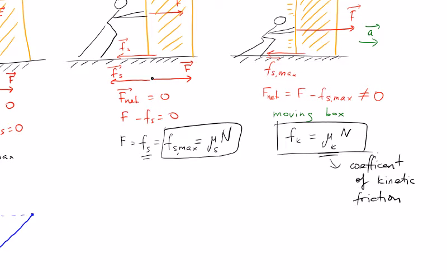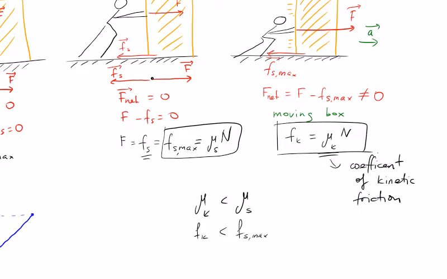Generally, the coefficient of kinetic friction is less than the coefficient of static friction, which means that the force of kinetic friction is less than the maximum force of static friction.